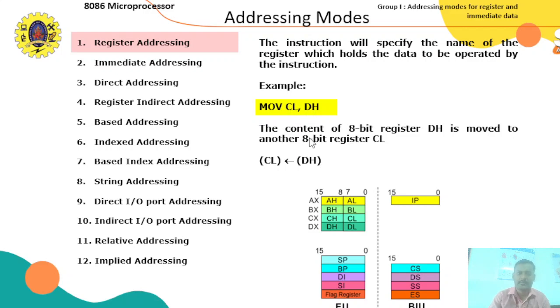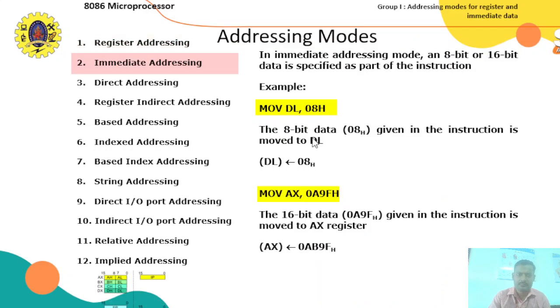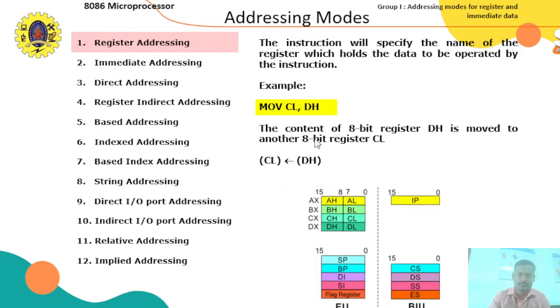Look at another example, MOV AX, BX. The content present in the BX register will be moved to the AX register. Both AX and BX are 16-bit registers. The condition is that both must be registers and both must be the same size. If this is satisfied, it is simply called register addressing mode. If only one of the source or destination is a register, it is not called register addressing mode.